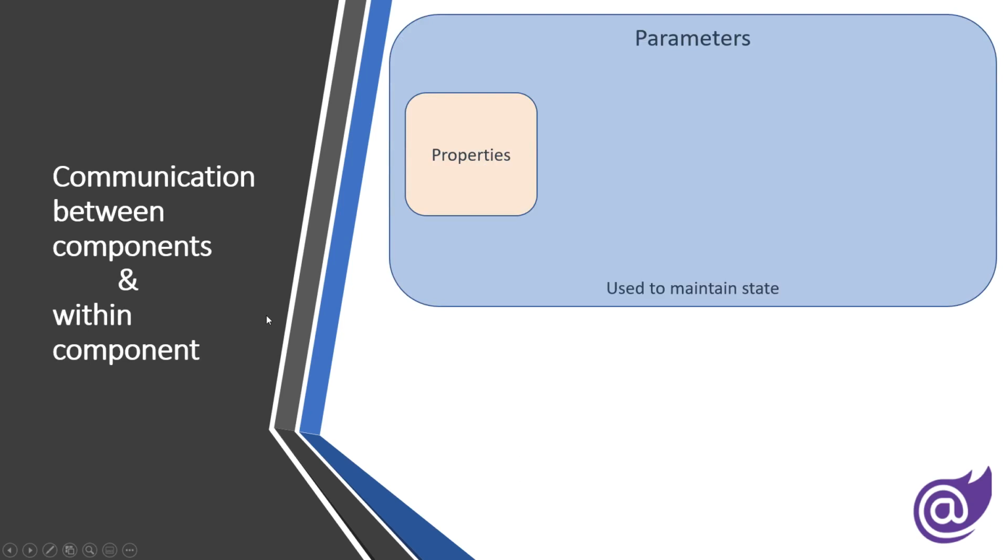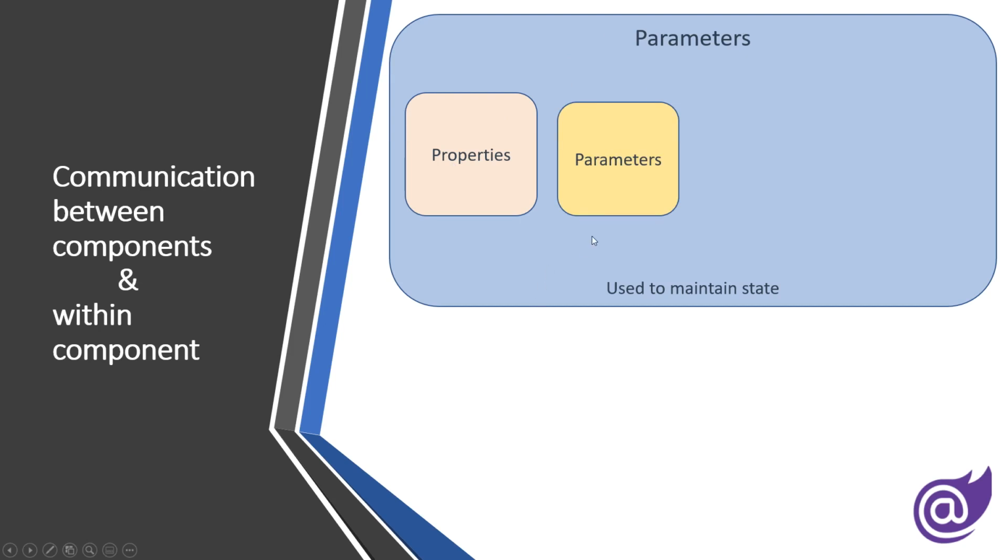Now we are going to discuss how communication happens within the component and how communication happens between the components. Within the components, we have the properties, normal C# properties, to maintain the state. That is enough to bind the data, for one-way binding and two-way binding. We can declare private properties and bind them. And then parameters.